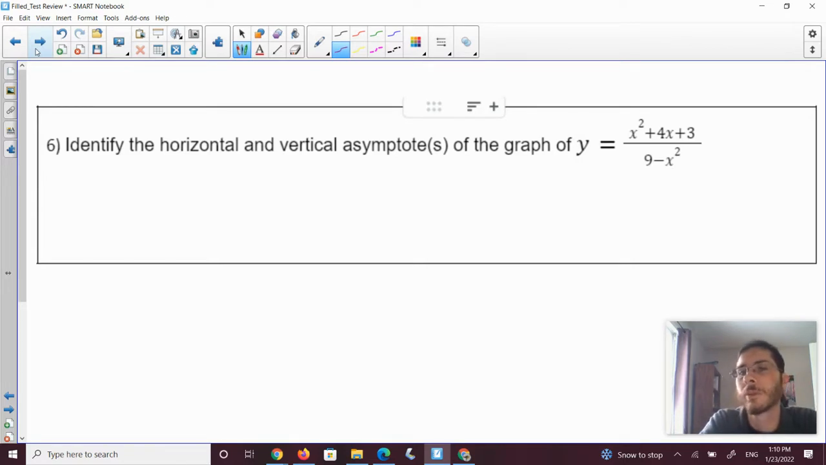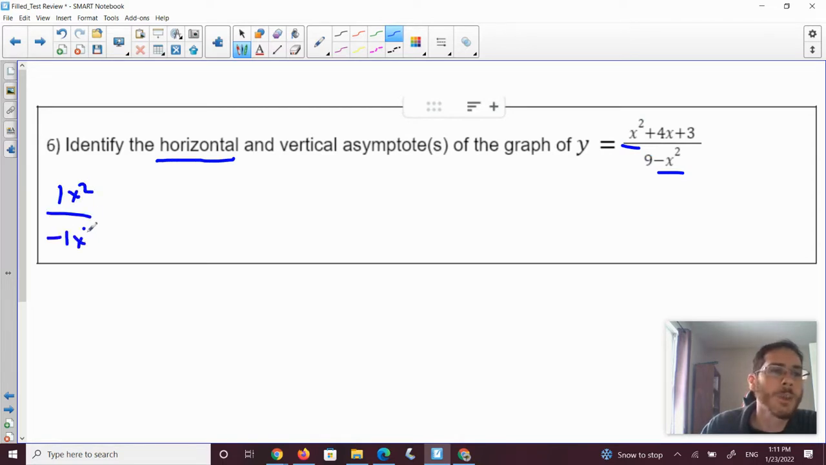squared plus 4x plus 3 over 9 minus x squared. Again, not too bad. First thing we want to do is grab our horizontal asymptote. To get the horizontal asymptote, again, what we want to do is in our expression, look for the highest power of x. So in this case, squared is the highest power of x. I have a squared on the top and the bottom. So I have 1x squared is my highest on top. Negative 1x squared is the highest on the bottom. So y equals negative 1 is my horizontal asymptote.